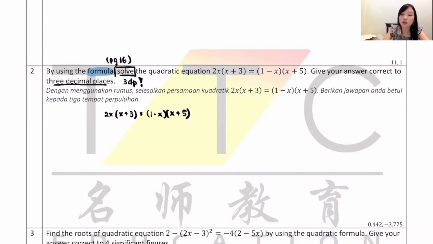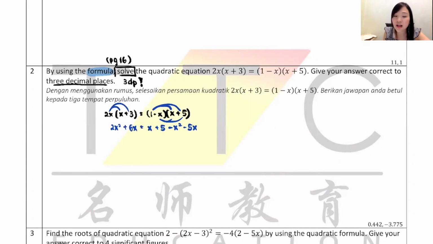How do we do it? First thing first, they give me the equation. I think the equation has a lot of brackets, isn't it? We should try to expand it. So I expand 2x times x, 2x squared. 2x times 3, 6x. Same for the right side. Slowly open, okay? 1 times x, 1x. 1 times 5, 5. Negative x times x, negative x squared. Negative x times 5, negative 5x.